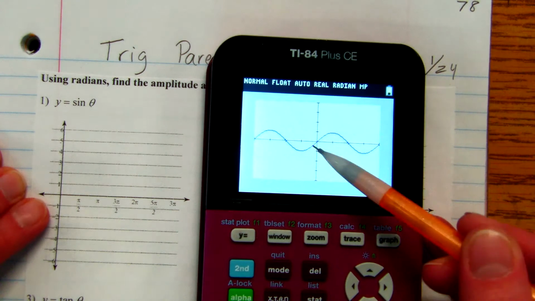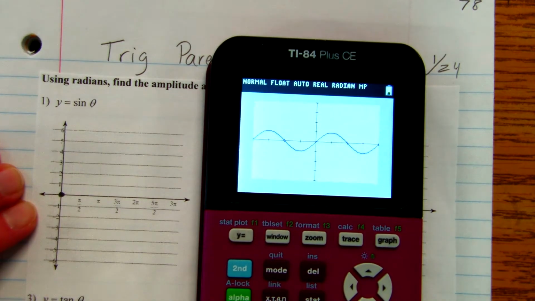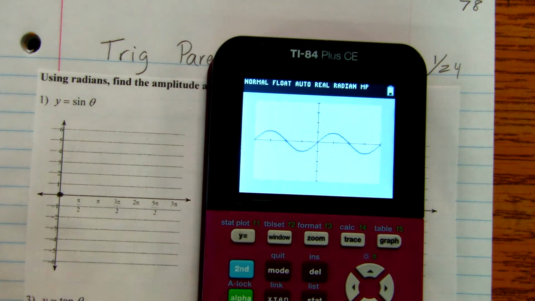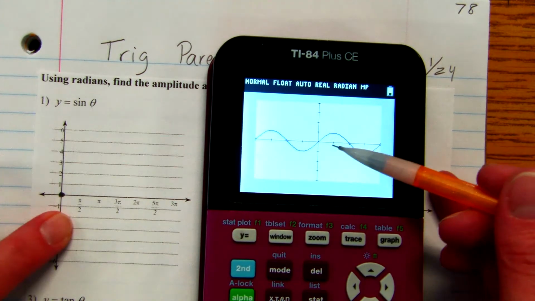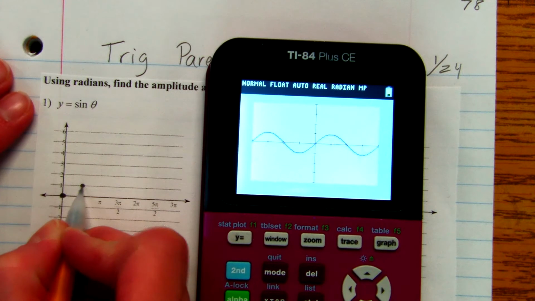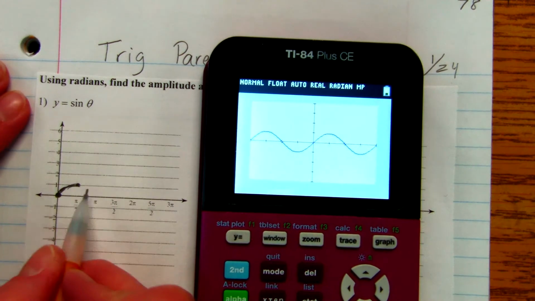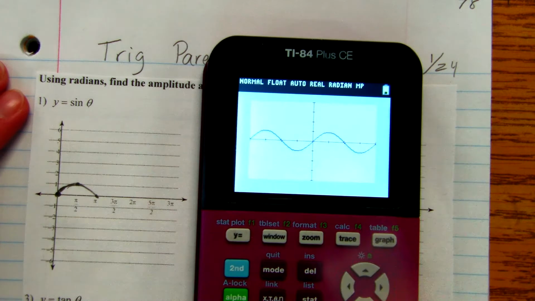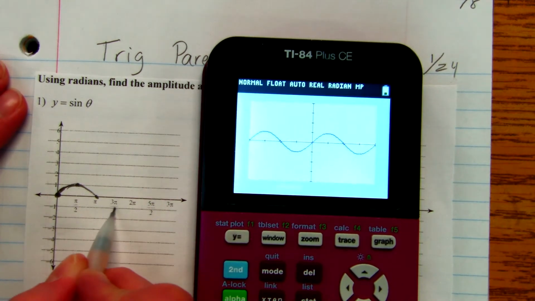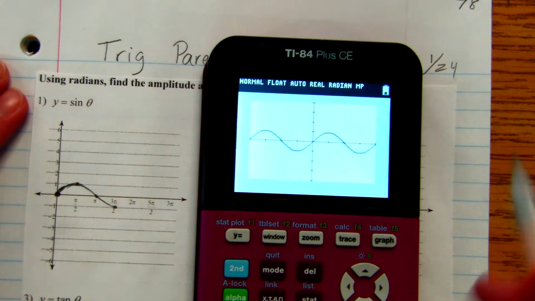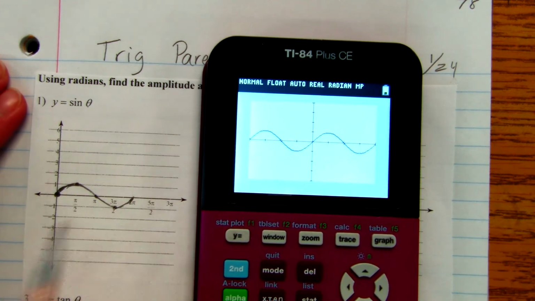So if we start here, sine goes through the origin. Sine of 0 is 0 when we're working on our unit circles. And then when you get over to pi over 2, it goes up to 1. So this is not going to go very high on this graph. That's okay. When I get to pi, it's back down to 0. And then at 3 pi over 2, 3 halves pi is like pi and a half, it's down at negative 1. And then when you come back up, it's at 2 pi. And then it just repeats.